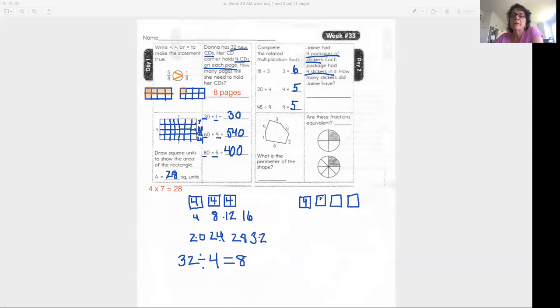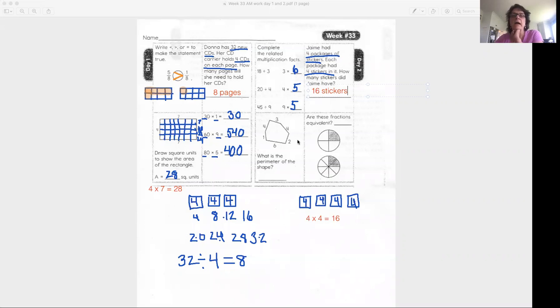I can do skip counting, certainly, to get my answer. 4, 8, 12, 4 more makes 16. But I can also write a number sentence. I'm going to get my text feature here to make it a little quicker. I have 4 groups of 4 equals 16. So my answer up here would be, how many stickers did Jamie have? She had 16 stickers.